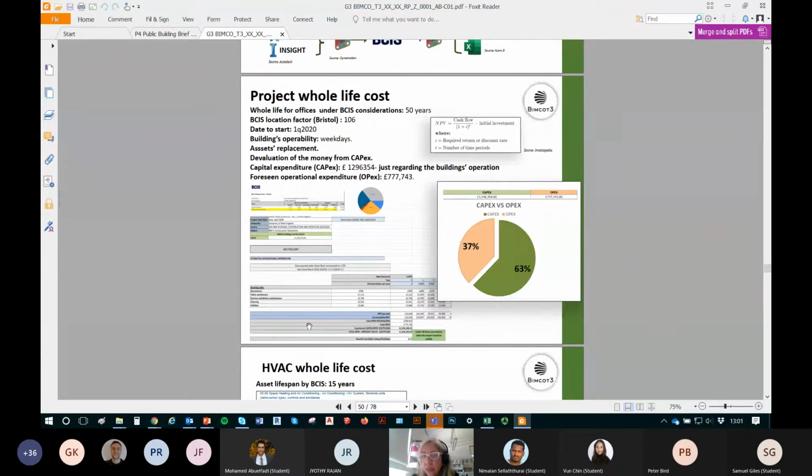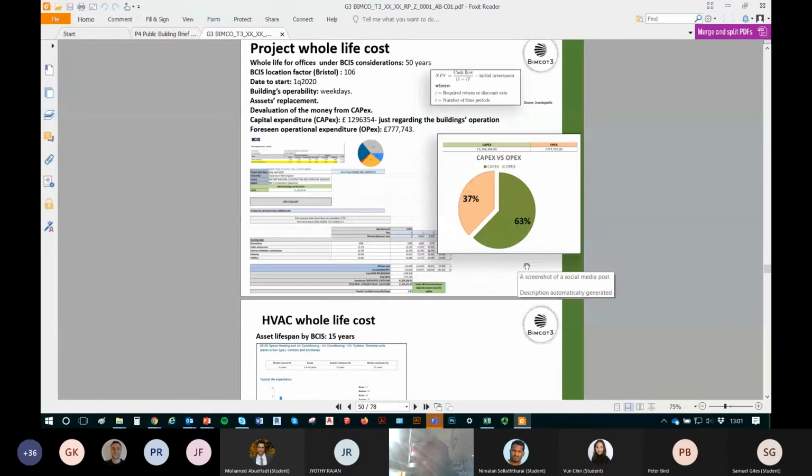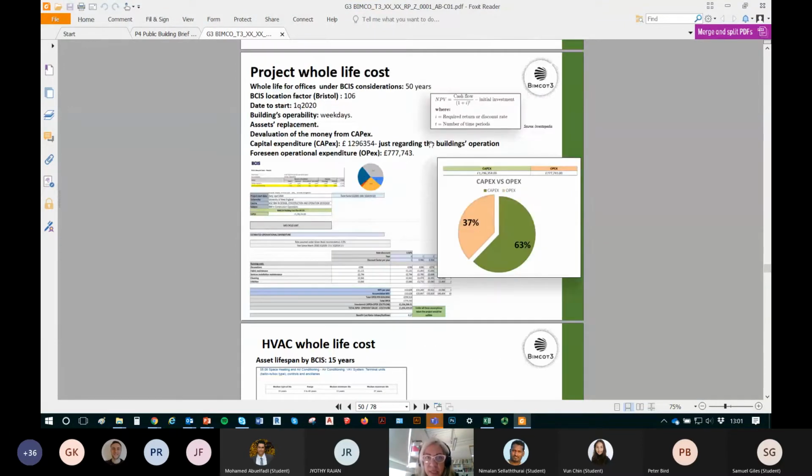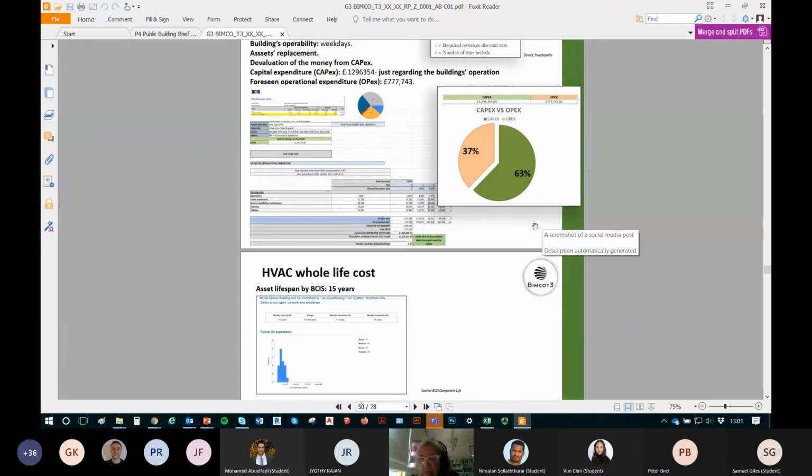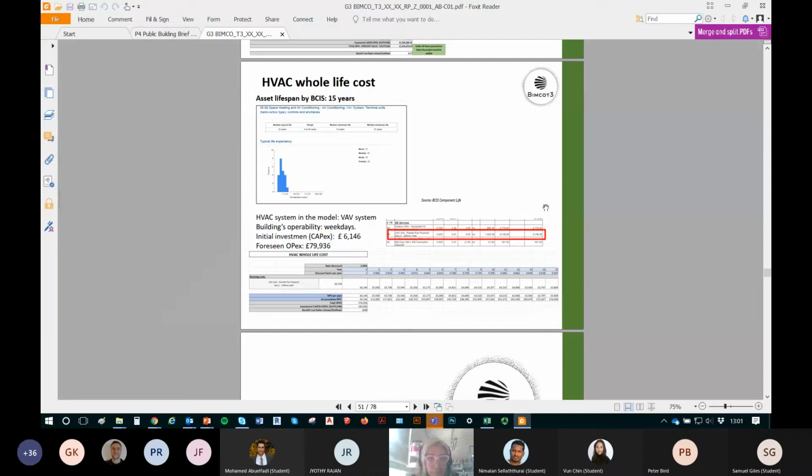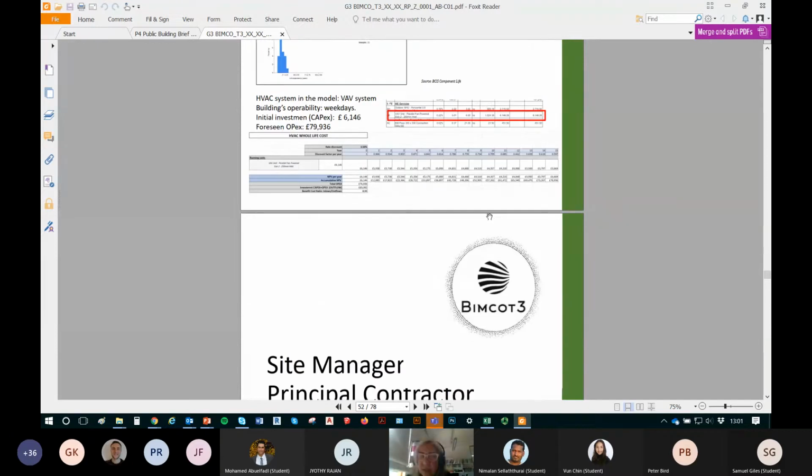Project whole life cost, so thinking long-term post-handover, how far can we reduce the cost of operations and maintenance? That is quite an amazing feat, but I think if you can reference where you sourced that, it will be even better. So adding an in-text reference to where you found the information would be good. I am assuming that is BCIS, but you need to put an in-text reference somewhere so we know that. And then the HVAC whole life cost, they decided to go for a whole life cost in one particular aspect of the buildings, and that is fine as well.